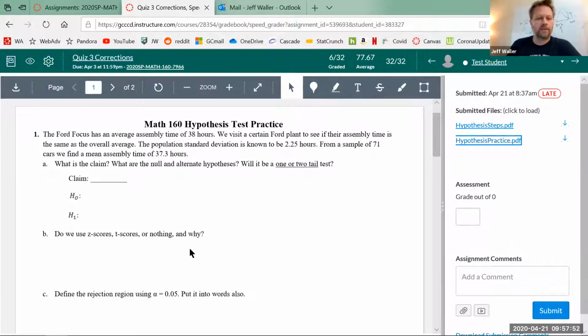And what's the claim that's being made? What's the claim in English? The claim is the average assembly time is the same as the overall average, which is 38, right? Which number would not show up until the fourth step? 37.3, right? That's the sample stuff. That doesn't show up until the fourth step. That's where the sample stuff comes in.